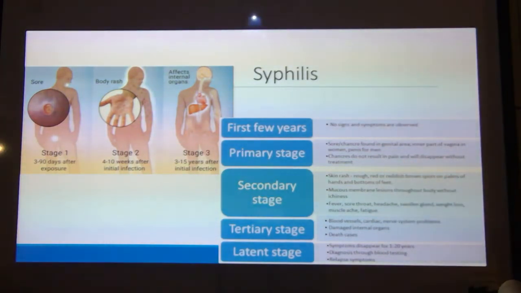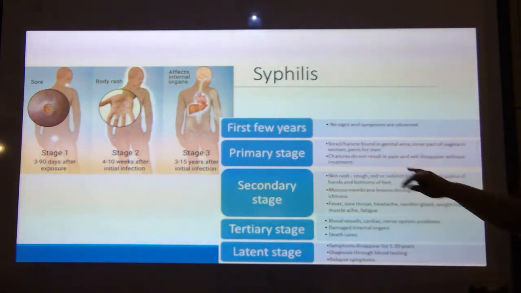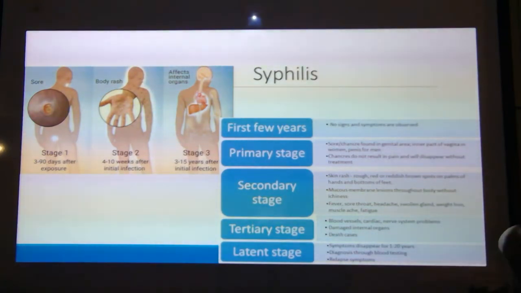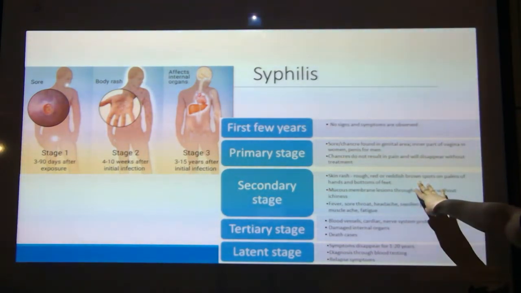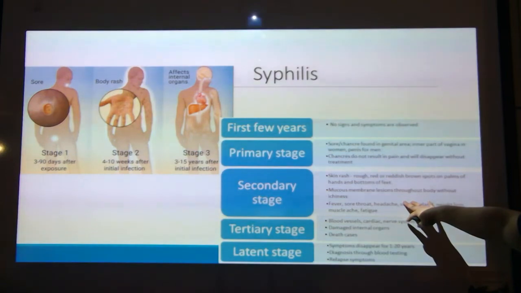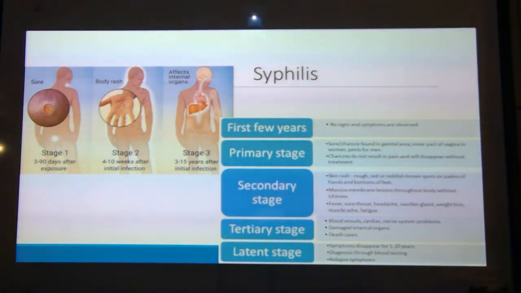Primary stage, you see the sore or canker that's found in the genital area, the inner part of the vagina in women, the penis for men. Cankers do not result in pain, and they'll disappear without treatment. The secondary stage, you get the skin rash. It's rough, it's red or reddish brown spots on the palms, on the hands, on the bottoms of the feet. Mucous membranes will have lesions throughout the body, but they don't itch. You may have fever, sore throat, headaches, swollen glands, so your lymph nodes may swell, weight loss, muscle ache, and fatigue.